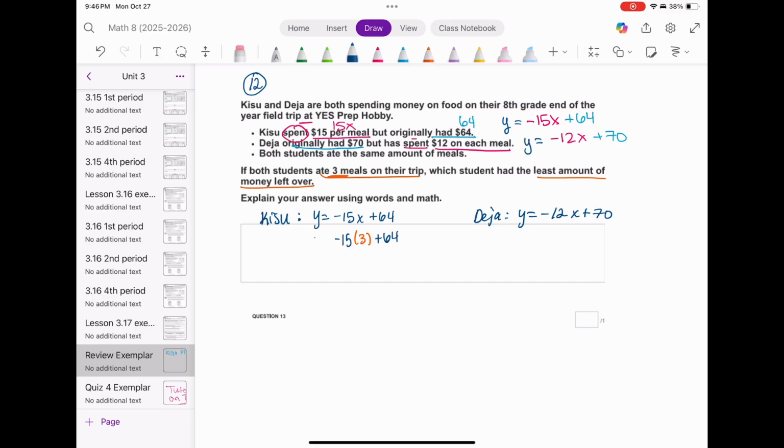So I'm replacing my X with 3. I'm doing the math. I'm evaluating. And I get Y equals 19. So that means that if Kisu eats 3 meals, she's going to have $19 left. I do the same thing for Deja. And for her, if she eats 3 meals, she's going to have $34 left. Okay, so the question was, which student had the least amount of money left over? Kisu, right? Because Deja still has $34. Kisu only has 19.